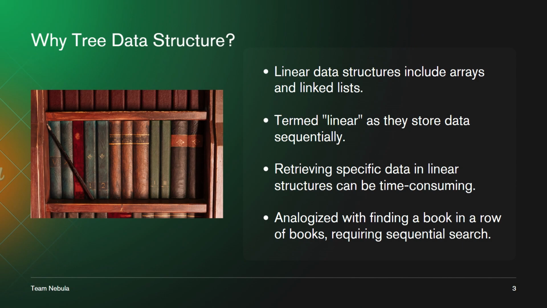So, we have got different ways of organizing data in computer science. You might have heard of things like arrays, linked lists, and so on. Now, these are what we call linear data structures because they store data one after the other, like a line of books on a shelf. Here is the thing. When you want to do something with these linear structures, like finding a specific piece of data, it can take a while if there's a lot of data in that linear structure. Think of it like finding a specific book in a long row of books. You have to go through each one until you find the right one. That can be slow, especially when there's tons of data.